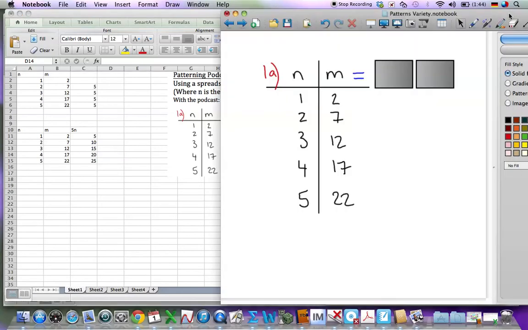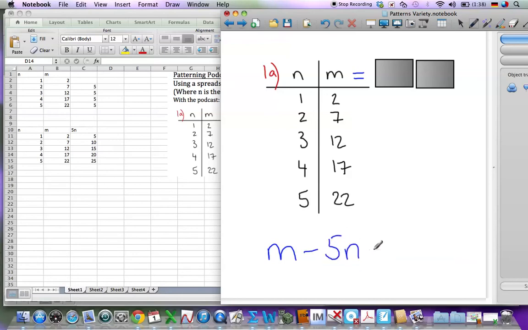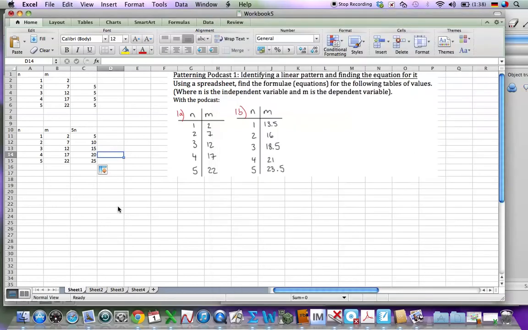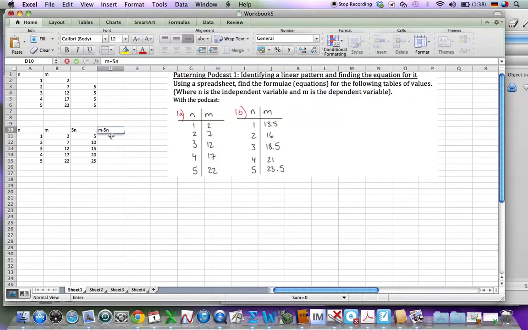Now if you go back to here, as I said, the formula is partly made up of 5n, but there's also something else. Now to find that something else, one thing we can do is we can subtract the 5n from both sides, and that will give us whatever is here, which is the bit we still want to find. So back on my spreadsheet, I'm going to do m minus 5n. I'm going to subtract this whole term from both sides.